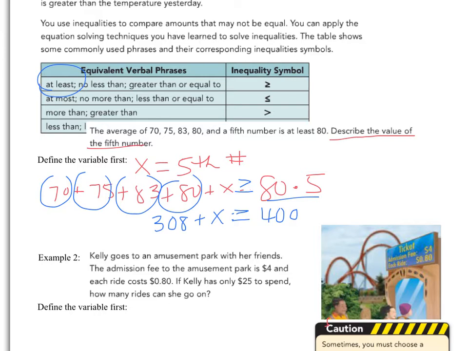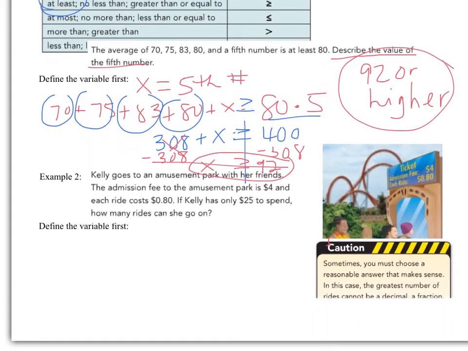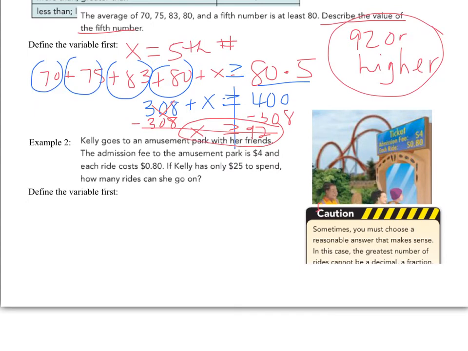All right? Now, this is a basic one-step inequality. To undo addition of 308, we're going to subtract 308 from both sides. Okay? So we're going to get x is greater than or equal to 400 minus 308 is 92. So that means on the last test, they need to score a 92 or higher to have an 80%. Okay? A 92 or higher. At least a 92.